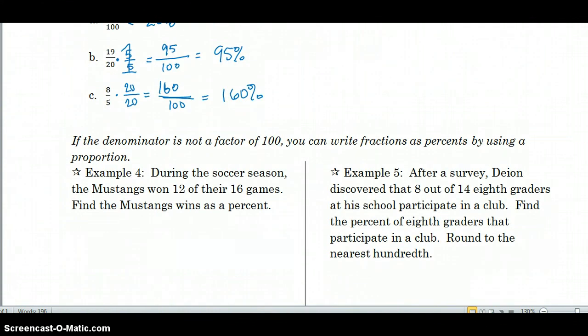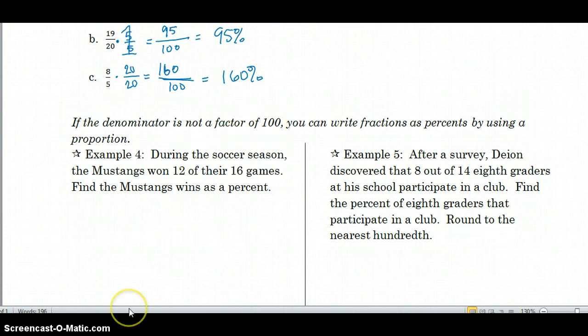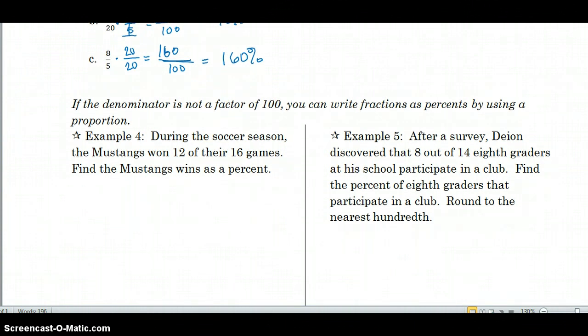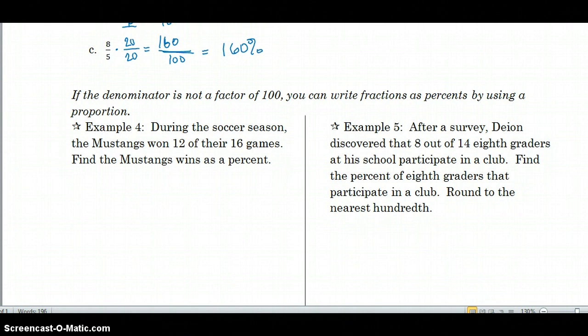Okay, sometimes the denominator is not a factor of 100. It's not as easy as multiplying times 5 or multiplying times 20. So when that's your situation, you can set up a proportion. We were finishing up last semester with proportions. A proportion is two ratios that are equal to each other. So let me show you what we're talking about here.